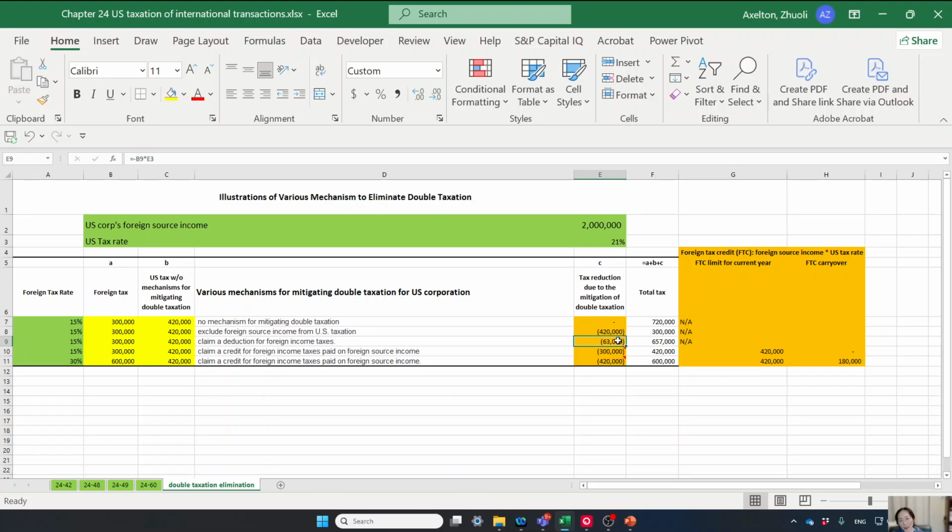Again, as you can see, with this particular foreign tax deduction, the benefit is much lower, right? Because the foreign tax paid is an actual tax dollar, and you're really just getting a deduction. When you compare deduction versus credit, the deduction definitely generates a smaller benefit because the deduction will be applied at the 21%. So the true benefit is only the 63,000.